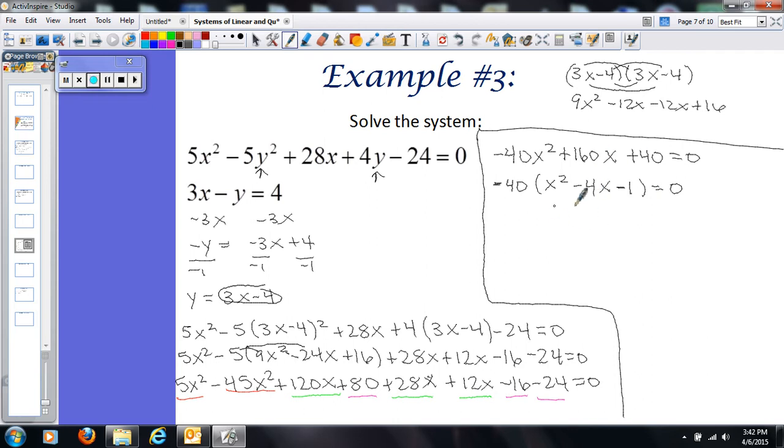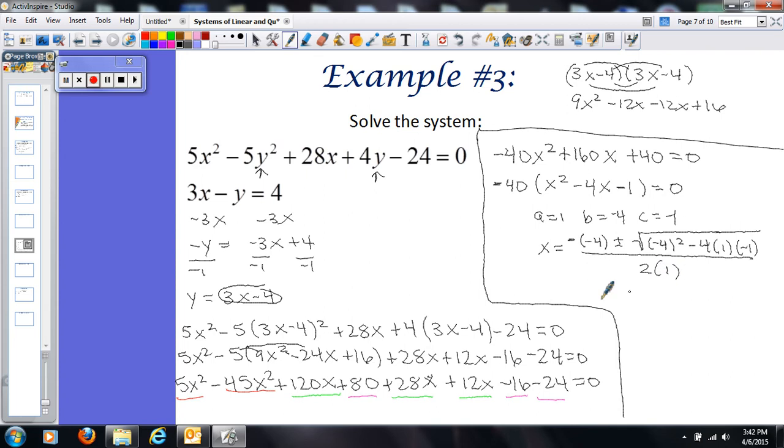And now I'm going to do the quadratic formula with what's inside. So a is 1, b is negative 4, c is negative 1. So x equals negative b, which is 4, plus or minus the square root of negative 4 squared minus 4 times 1 times negative 1, all over 2 times 1. That's going to be 4 plus or minus the square root of 16 plus 4, all over 2.